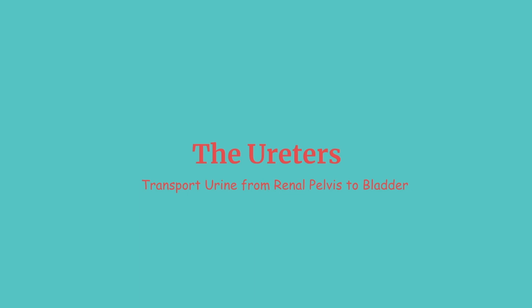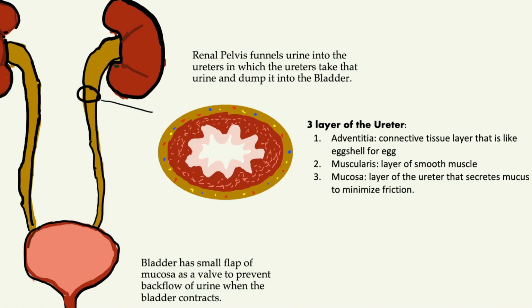To understand the anatomy of the ureters, let's go to the ThinkPad. Alright, so we're at the ThinkPad and we want to understand the anatomy of the ureters. Well, we first need to understand that the renal pelvis funnels urine into the ureters, which take that urine and dump it into the bladder. So basically, the ureters are the transport vessel that takes the urine developed by the kidneys all the way to the bladder, so it can be drained and excreted out of the body.